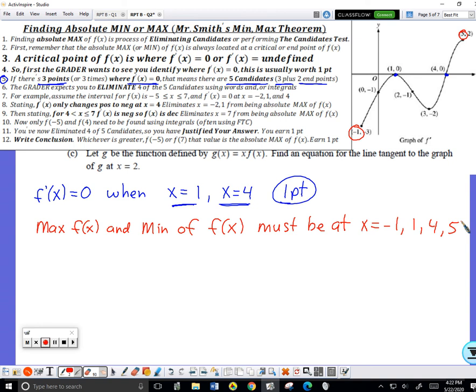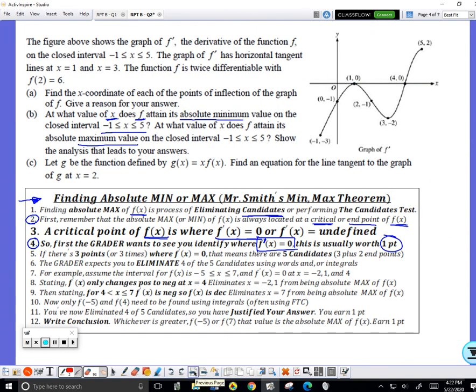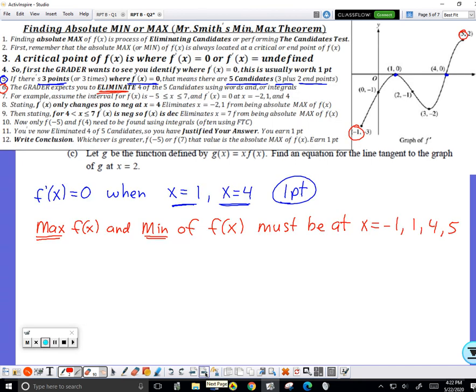Okay, step 6 up here. The grader expects me to eliminate. In this case, I'm looking for the max and the min, so I'm going to have to eliminate 2 candidates. Let's double check the question here. We're looking for the x value where the absolute min occurs and the x value where the absolute max occurs. We don't need the actual max and min, just the x coordinate where they occur. Okay, so I've got to find a way to eliminate candidates.